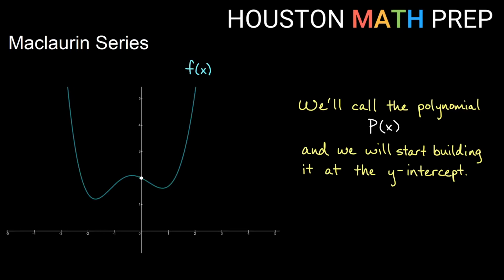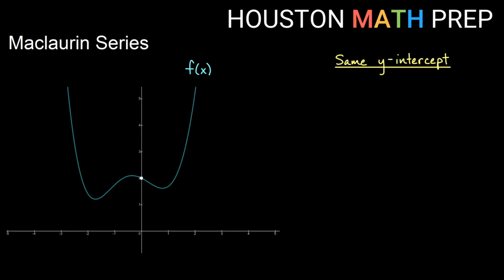We're going to start building at the y-intercept. So I've got my y-intercept here. It's just at 2 on this f of x here. So I want my polynomial obviously to go through the same point, have the same y-intercept as my original f of x, my original function. So I need the function, my original, at x equals 0 to be the same as my polynomial at x equals 0. I want those things to be the same.